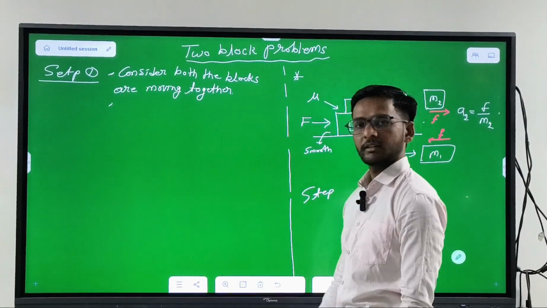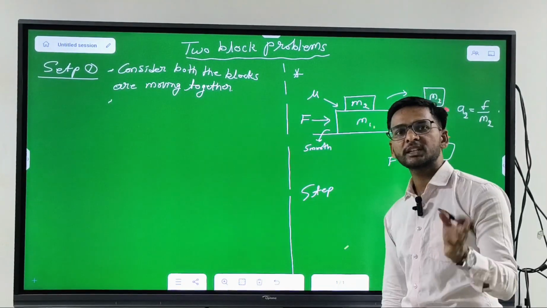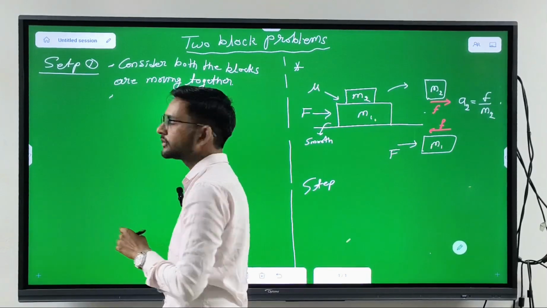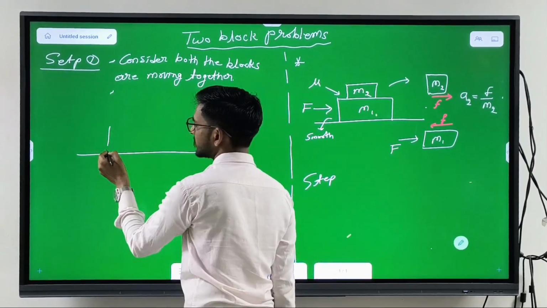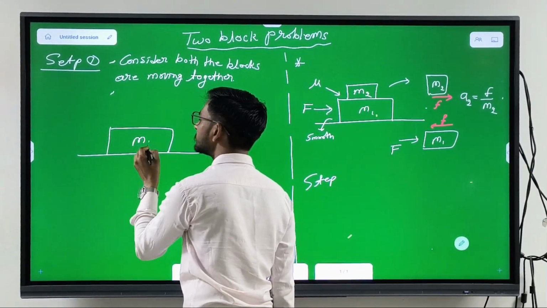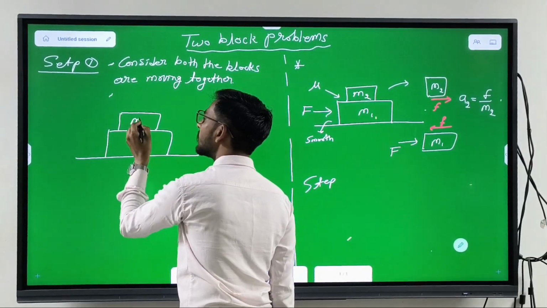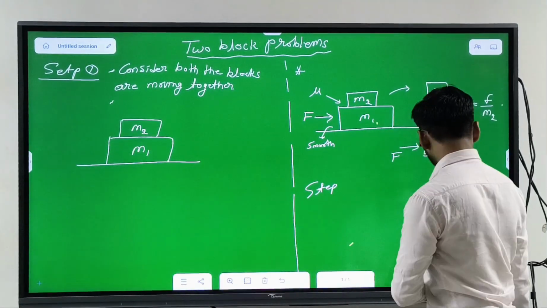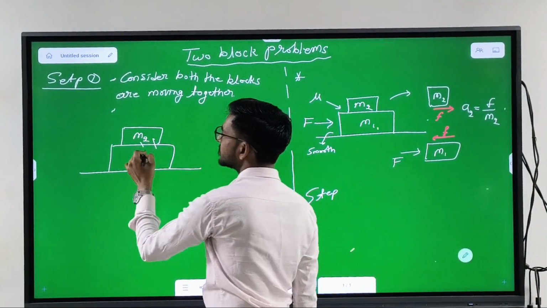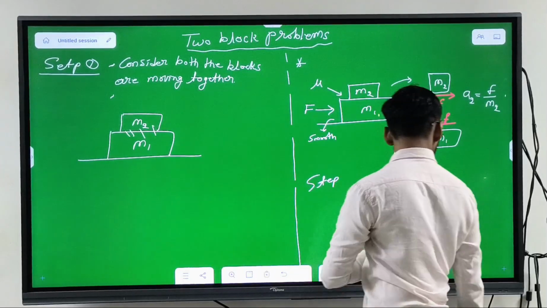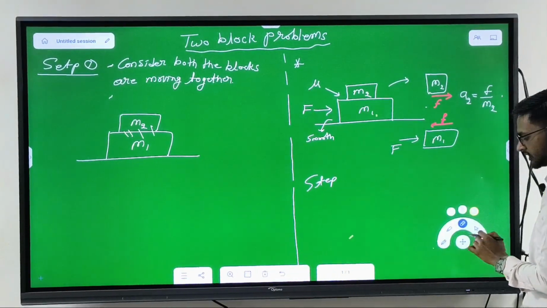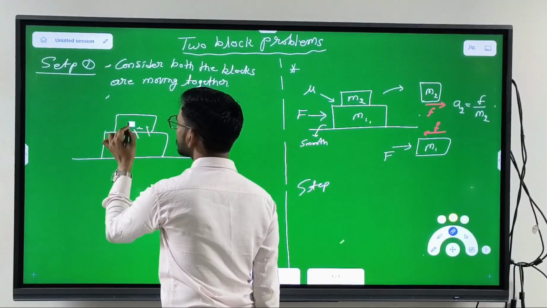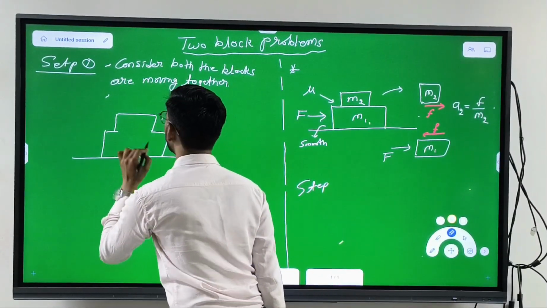Find the acceleration of the combined system, the block M1 and the block M2. These are moving together, so they are not two bodies anymore, they are a single body now.